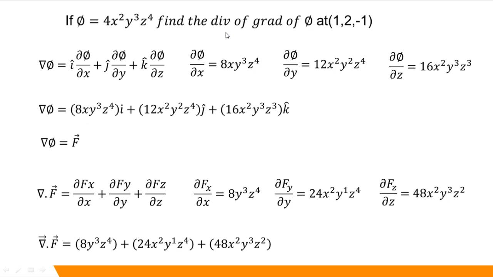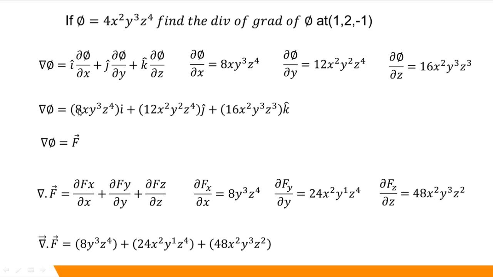Now I want the divergence of the gradient of phi. For that purpose, this del phi, I'll call it f. So the divergence of the gradient of phi, my gradient of phi becomes f. So what we actually have to find is the divergence of f. This is the equation for the divergence of a vector quantity: dou f of x by dou x plus dou f of y by dou y plus dou f of z by dou z. Here you have to take the x component of the f vector function, the y component, and here the z component.